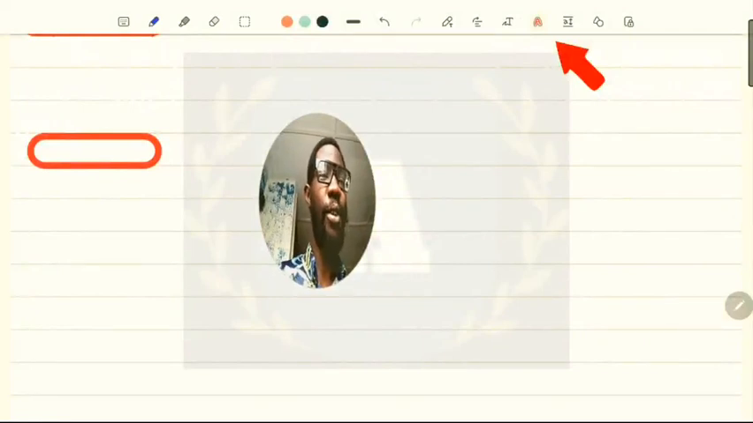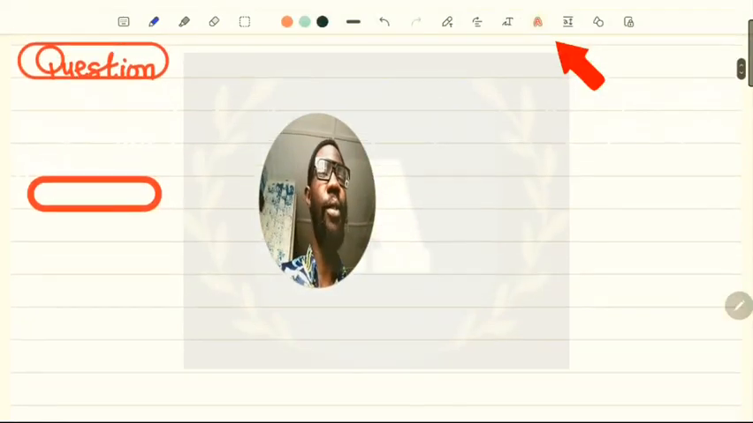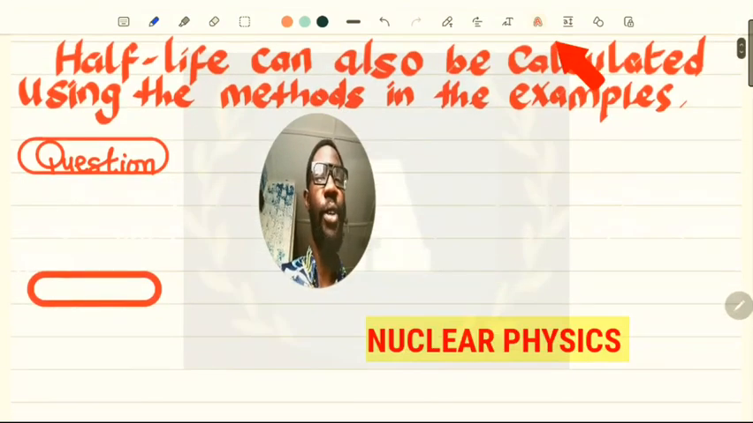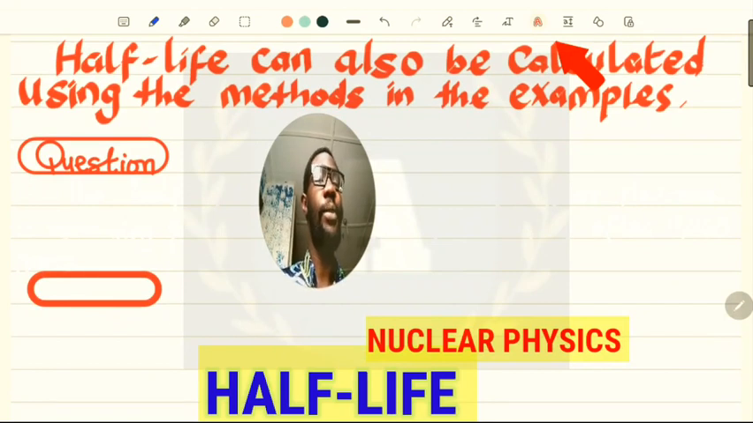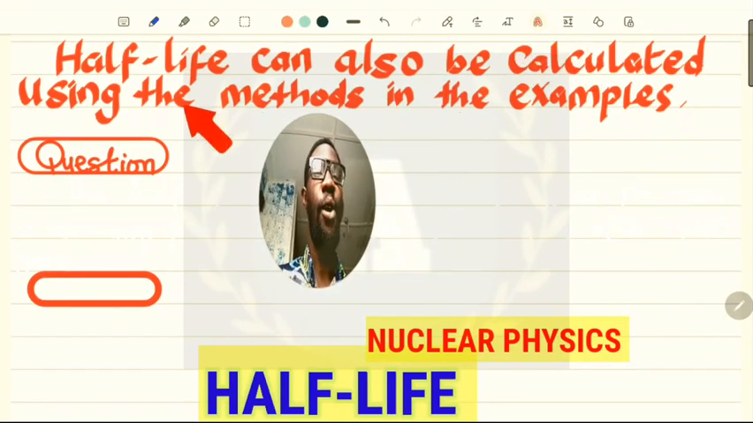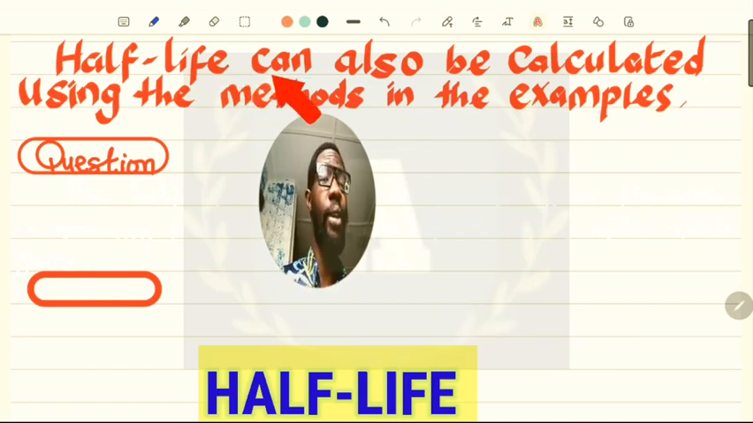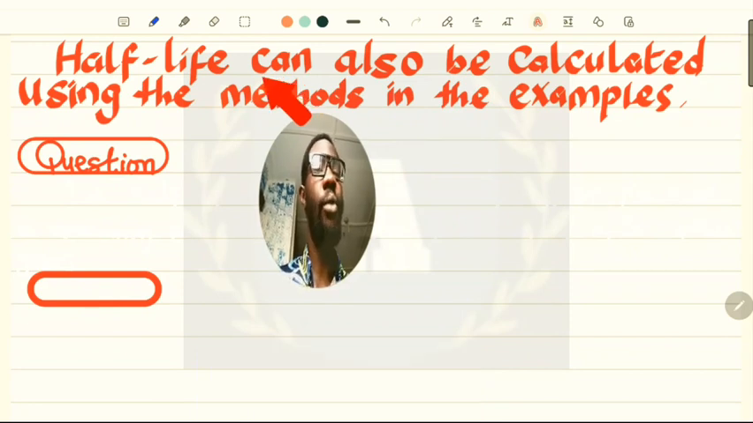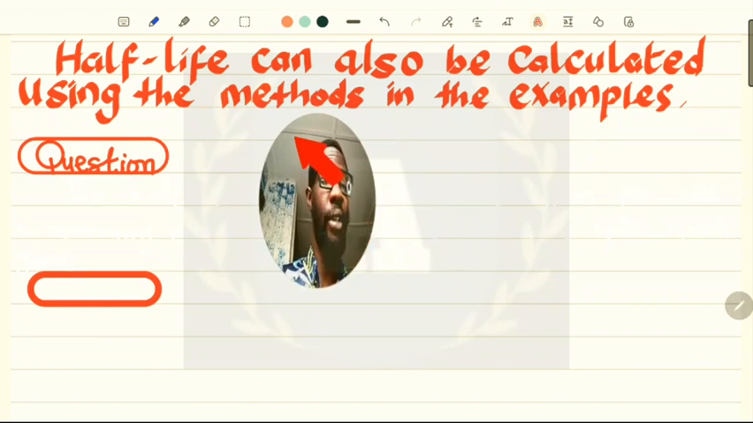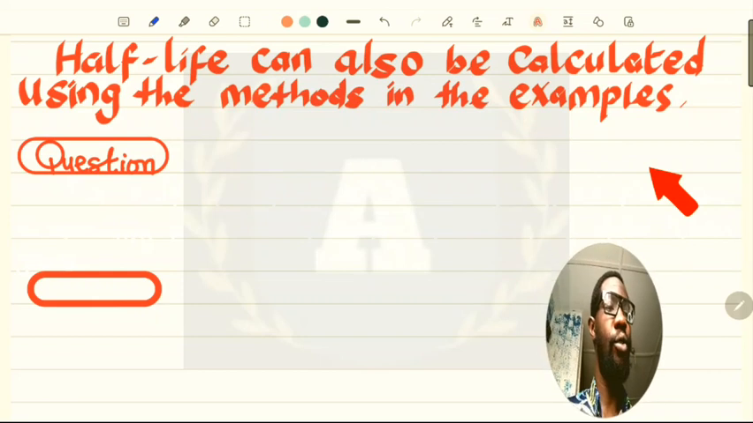Now in this lesson we want to unravel some questions that have to do with nuclear physics pertaining to the half-life aspect. We want to look at how to calculate half-life. We have actually dealt with the graphical method of solving half-life. So now we want to look at how we can get half-life using the calculation method. We have some questions to unravel.